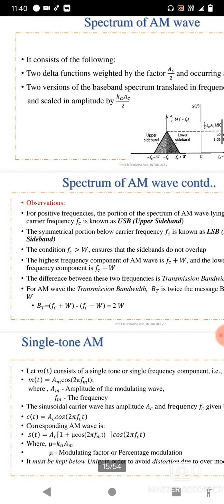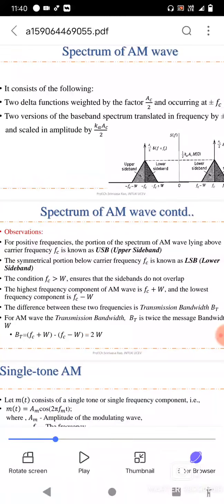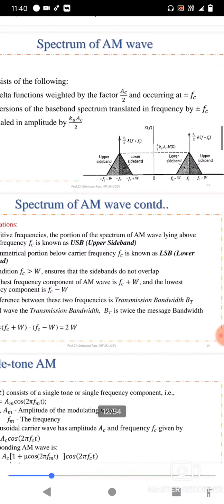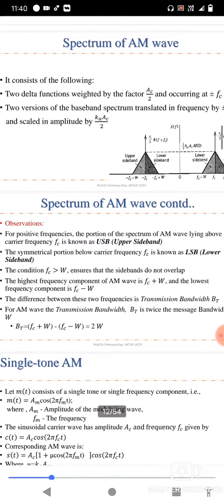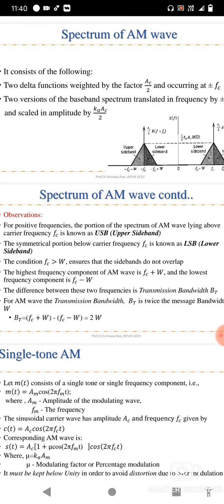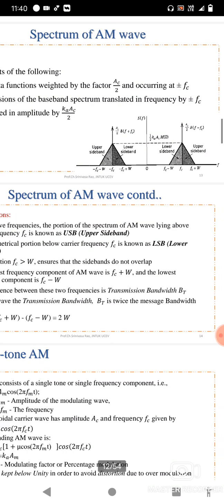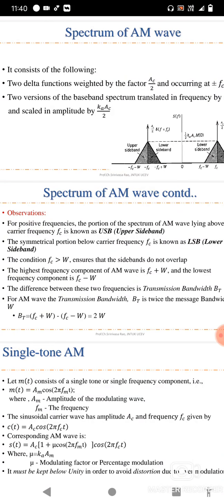Then, to observe these amplitude modulated spectra: for positive frequencies, the portion of the spectrum of the amplitude modulated wave lying above the carrier frequency fc is called the upper sideband. The symmetrical portion below the carrier frequency fc is known as the lower sideband. The condition fc greater than omega ensures that the sidebands do not overlap.